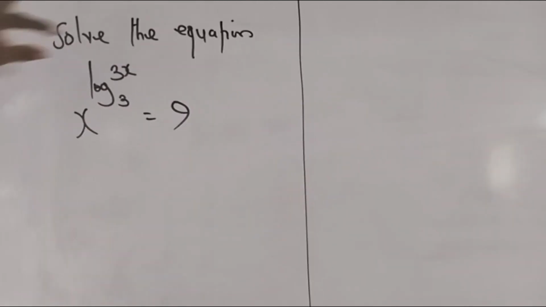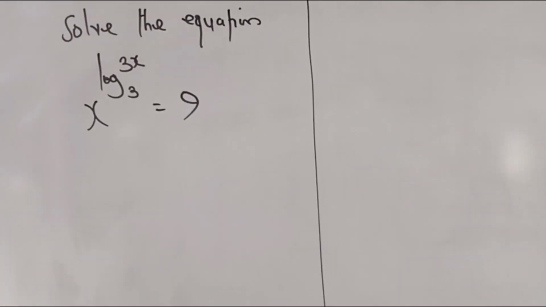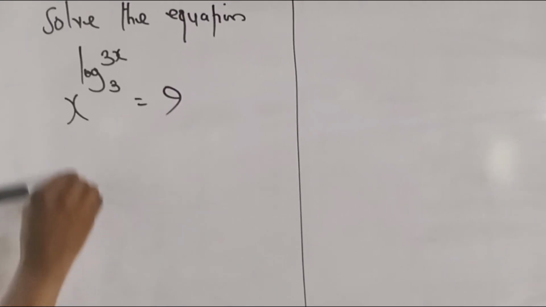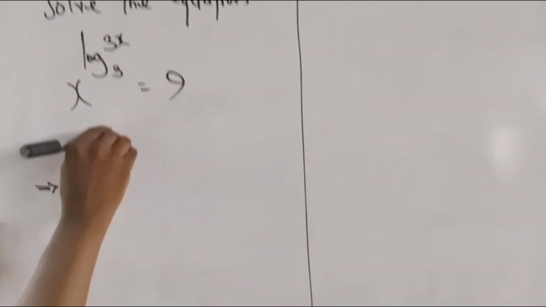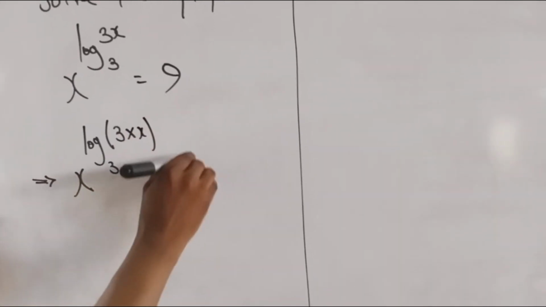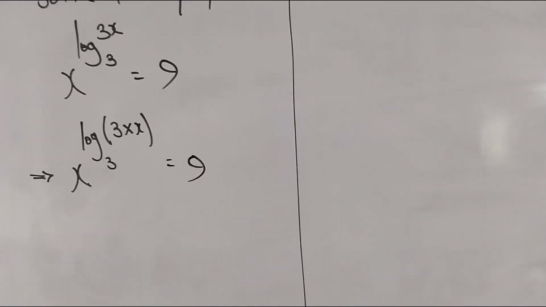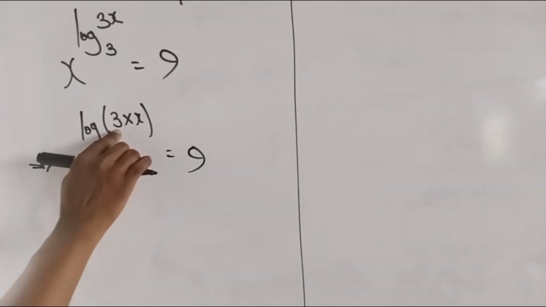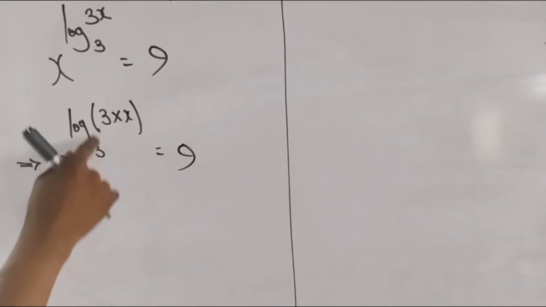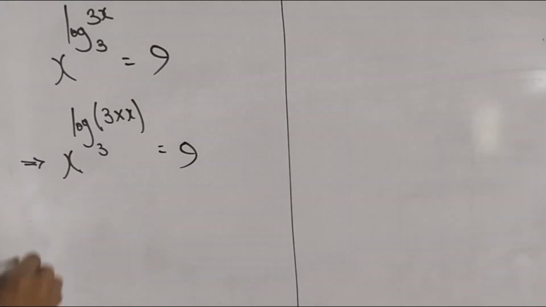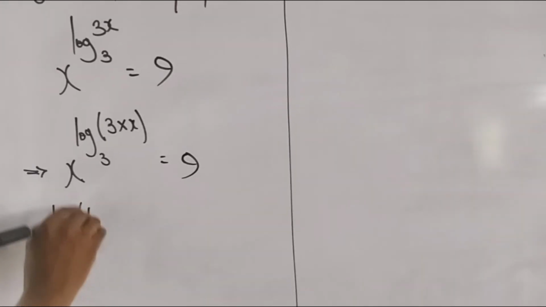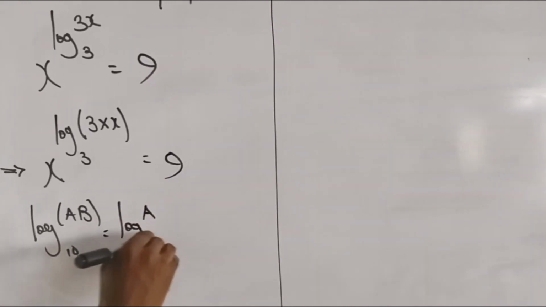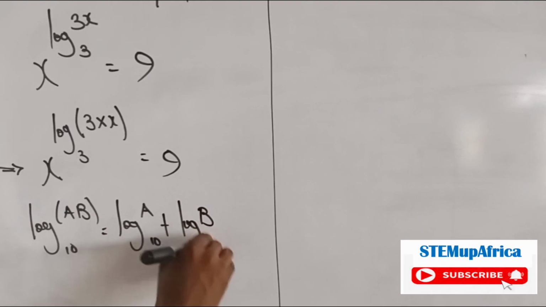To do so, let's break this 3x down by writing it as 3 times x. If that should happen, this will give me x raised to the power log in base 3 of 3x equals 9. We have multiple laws of logarithm, of which there's one that supports where you multiply two different numbers. Let's assume we have log AB in base 10. This can be written as log A in base 10 plus log B in base 10.